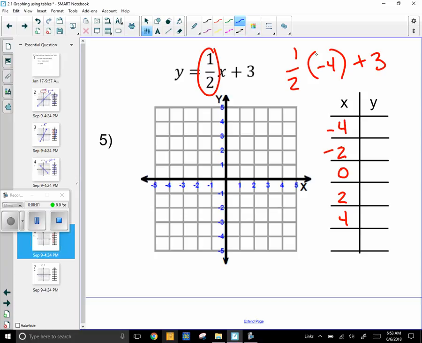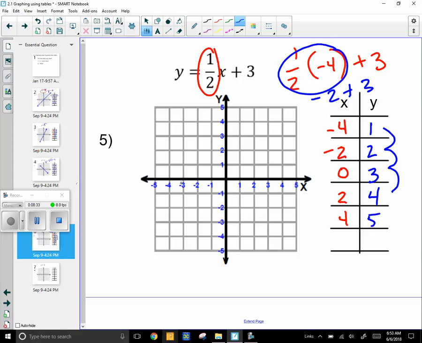So this first one is -4 times a half, which is -2, plus 3, which is 1. -2 times a half is -1, plus 3 is 2. 0 times a half is 0, plus 3 is 3. We're starting to see a pattern here. Wonder if this pattern is going to continue. We'll see. 2 times a half is 1, plus 3 is 4. Looks like it is. 4 times a half is 2, plus 3 is 5.